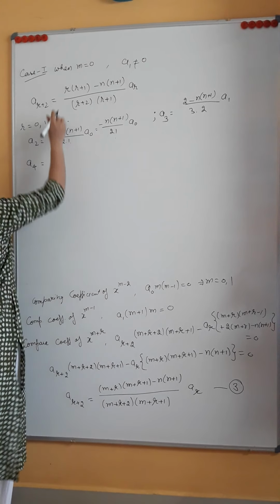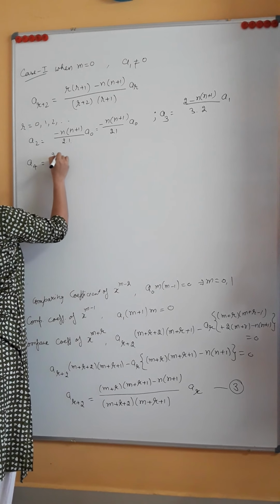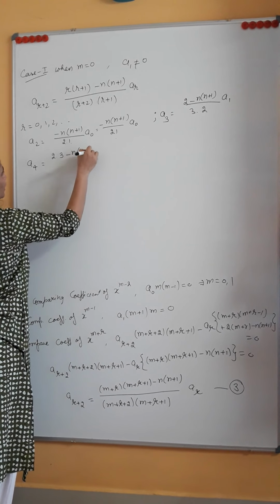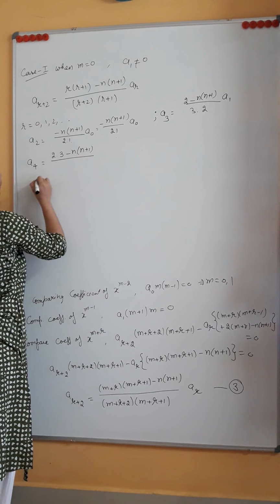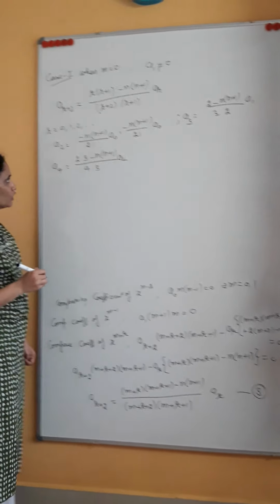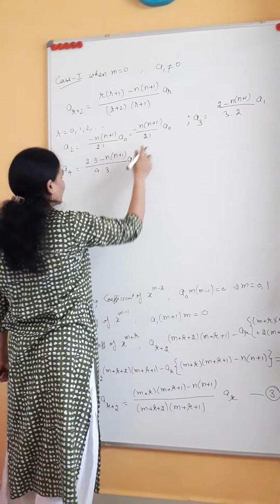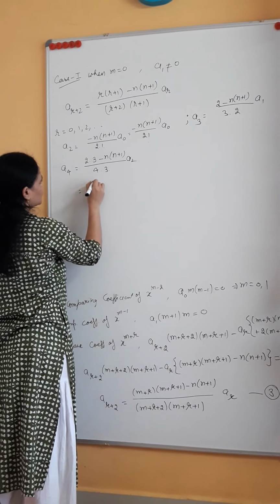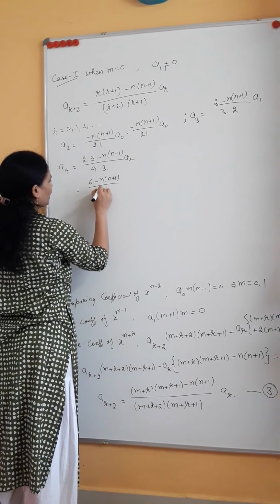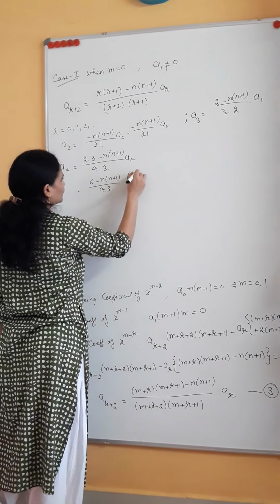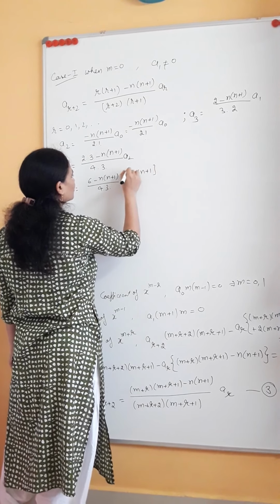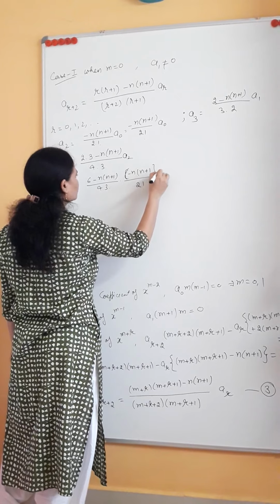So a4 will be, when I put r equal to 2, 2 into 3 minus n into n plus 1 divided by 4 dot 3, a2. And now what is a2? Let's substitute this value of a2 there. That is 6 minus n into n plus 1 divided by 4 into 3 minus n plus 1 factorial 2, a naught.